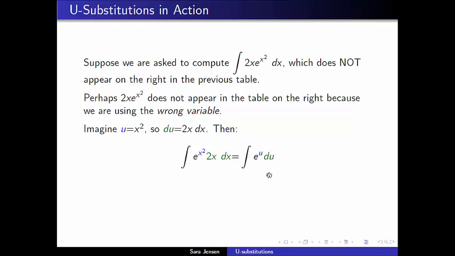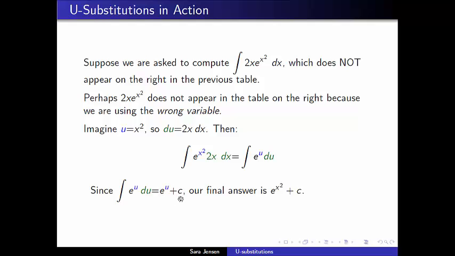What's wonderful about that is that this thing, e to the u du, does appear in the right-hand side column of that large table we displayed for the variable u. And therefore finding its antiderivative is entirely straightforward. Its antiderivative is just e to the u plus some sort of constant c.